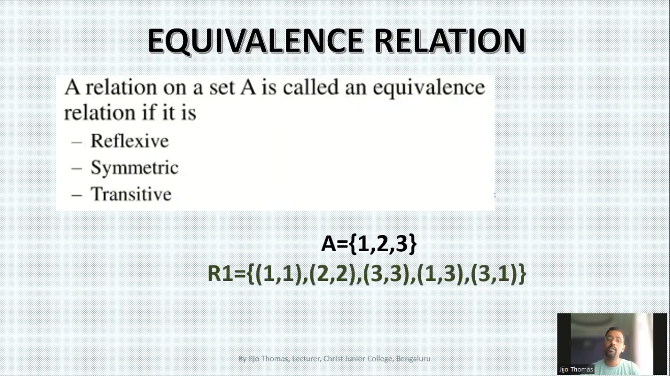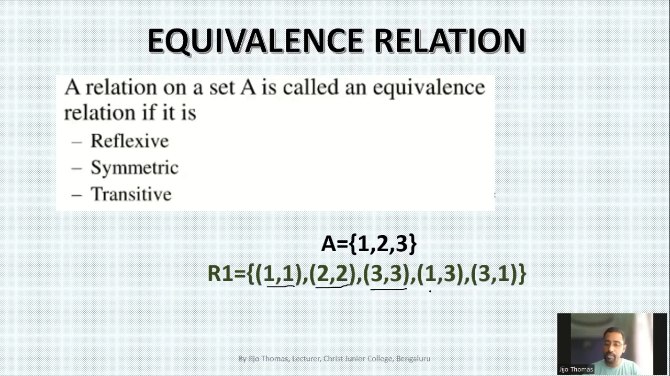One example I had given: 1,1; 2,2; 2,3. So this is reflexive because 1,1; 2,2; 3,3 are present. Symmetric: 1,1, the reverse 1,1 is already there; 2,2, reverse is there; 3,3, reverse is there; 1,3, 3,1 it is there. All the elements AB have BA.